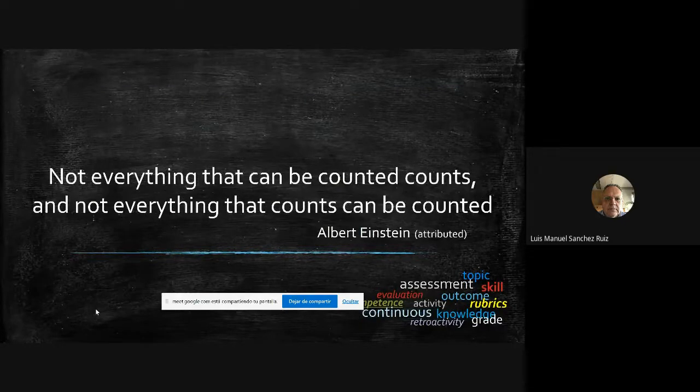Well, it happens that there are many sentences of Albert Einstein that we don't know if they are true or not, and this has got to do with assessment and continuous assessment. Not everything that can be counted counts. You can count many things, perhaps they should not count, and not everything that counts can be counted. Not everything that is important sometimes can be measured, so that is very complicated.